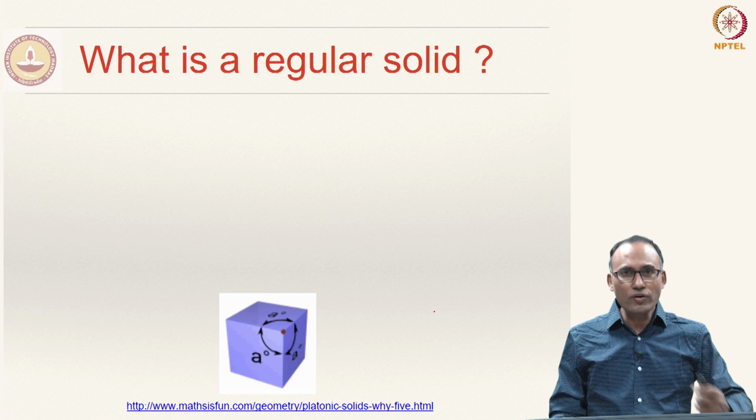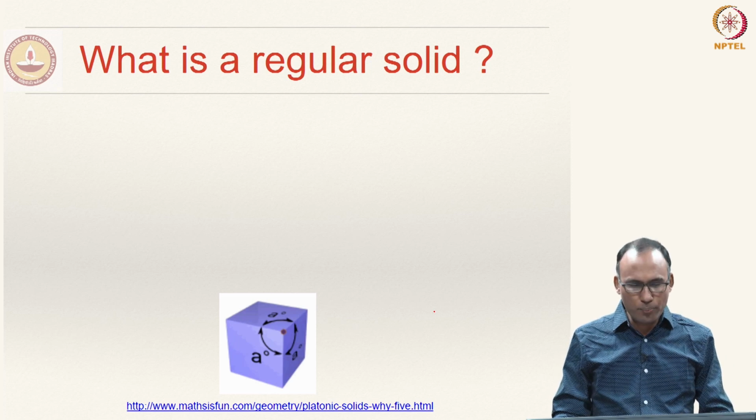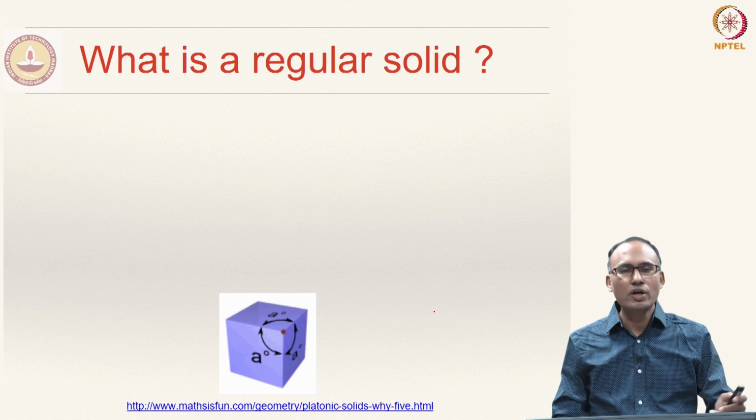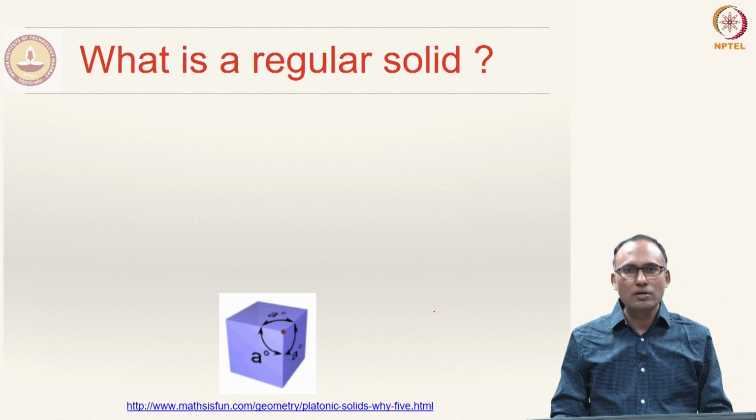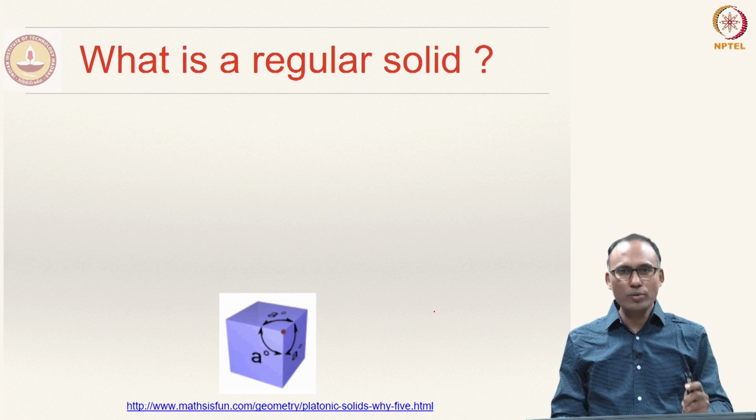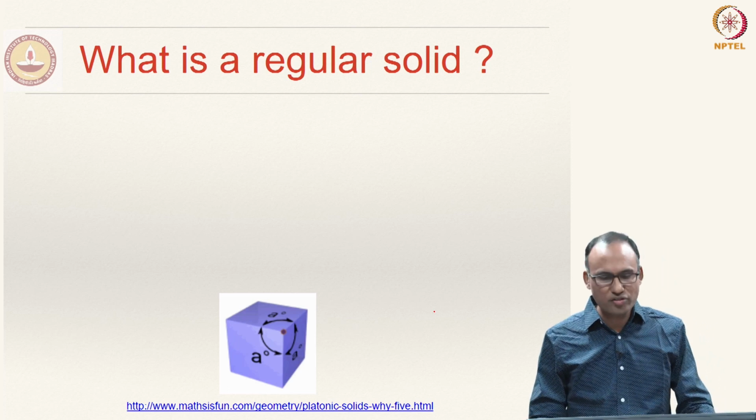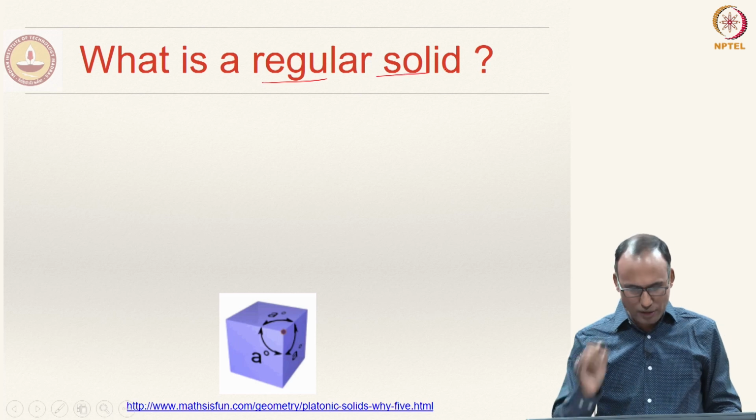Okay. So, before we actually prove that the regular solids or Platonic solids can only be 5, you cannot have more than 5 regular solids. Before we prove that, we should first understand the definition of a regular solid. What do we mean by a regular solid?